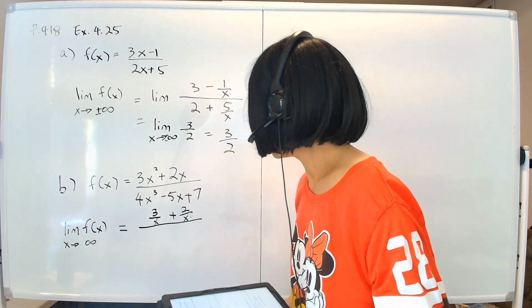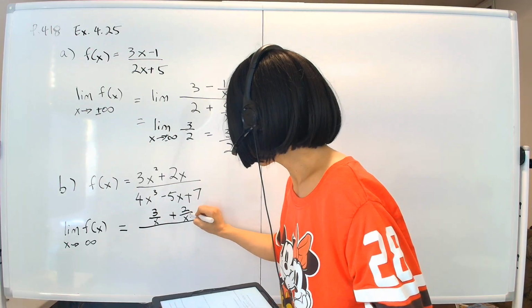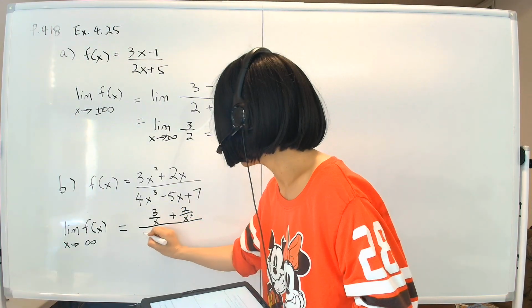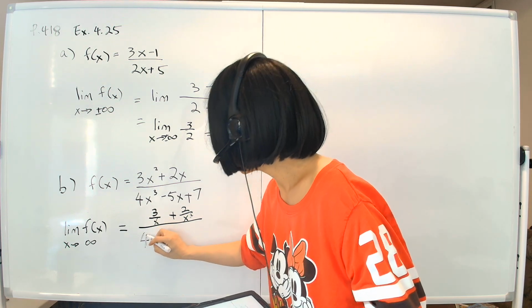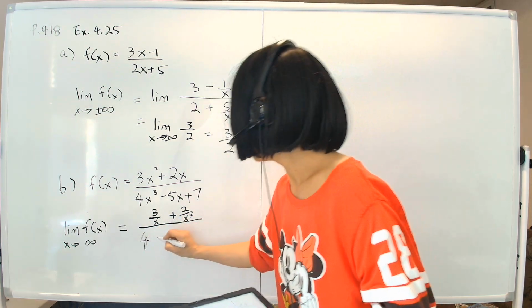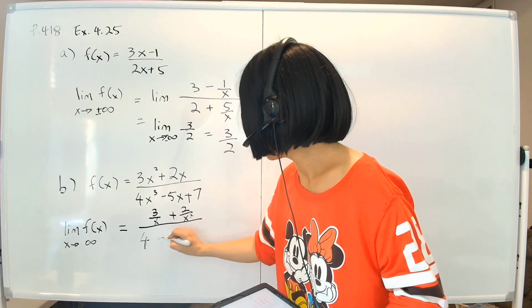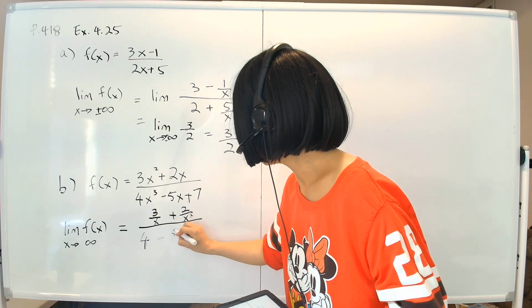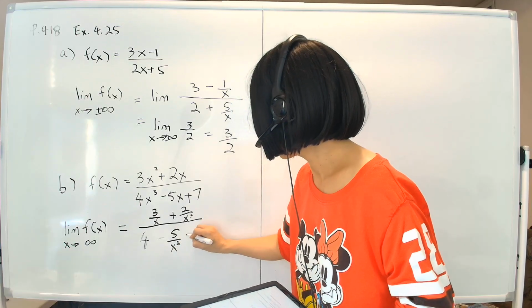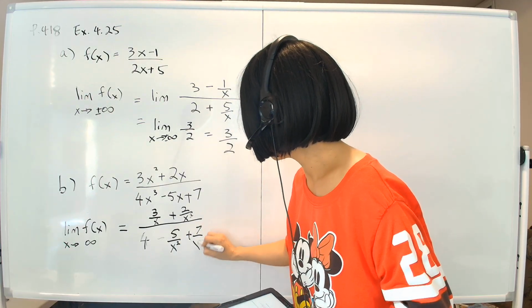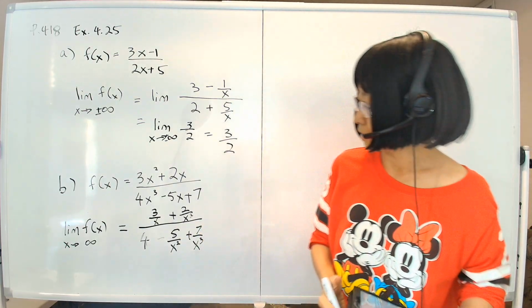We're dividing everything by x cubed, so the numerator terms become 3 over x and 2 over x squared. The bottom has just 4 left, and then minus 5 over x squared, because we're dividing by x cubed, plus 7 over x cubed. And that should be correct.